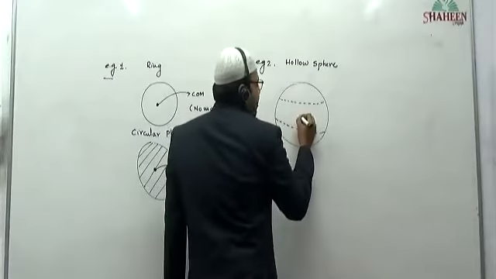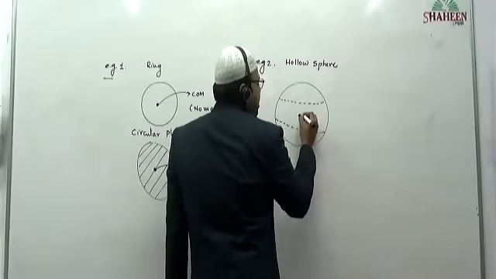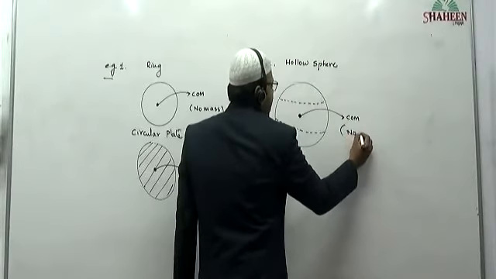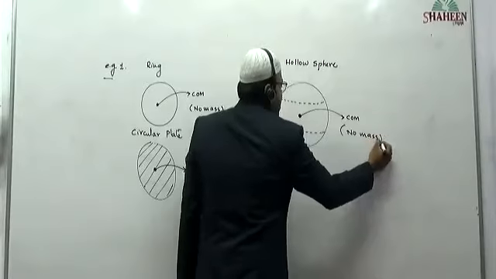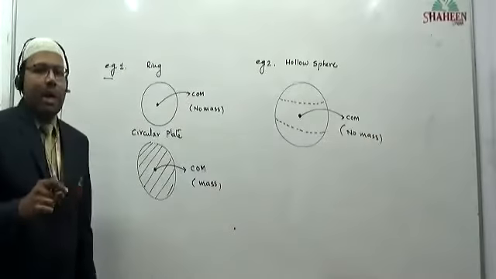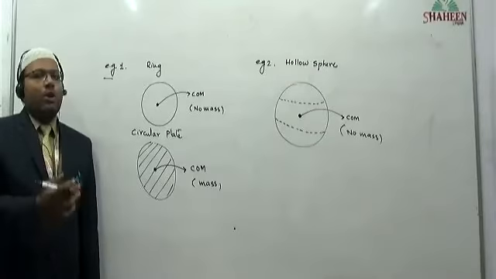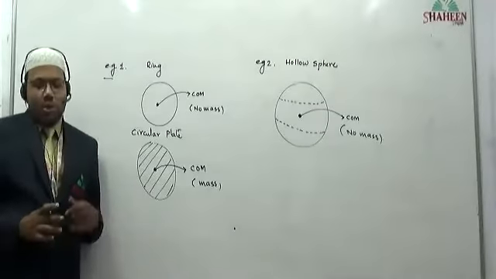Where is the center of mass? Center of mass is here at the center. This is the center of mass, but here we don't have any mass. So it's not necessary that always mass must be present at the center of mass. So matter may or may not exist at the center of mass. Copy कर लीजिए.